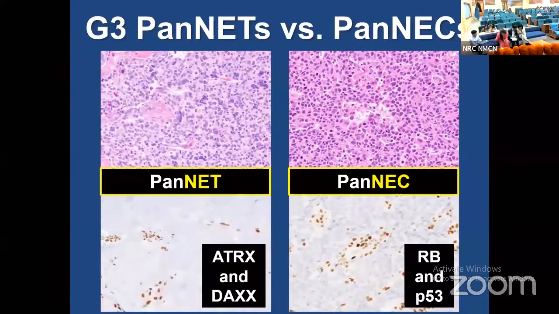Using a limited immunopanel of ATRX and RB, as well as DAXX and P53, can be extremely helpful in distinguishing between grade 3 neuroendocrine tumors and neuroendocrine carcinomas of the pancreas. However, these proteins, again, are not lost in every well-differentiated neuroendocrine tumor or every poorly differentiated neuroendocrine carcinoma. Therefore, in my opinion, they should be used to support your presumptive diagnosis on the basis of the patient's clinical presentation and histologic findings. Now, that being said, rendering a diagnosis of a well-differentiated pancreatic neuroendocrine tumor or a poorly differentiated pancreatic neuroendocrine carcinoma is really just half the battle.